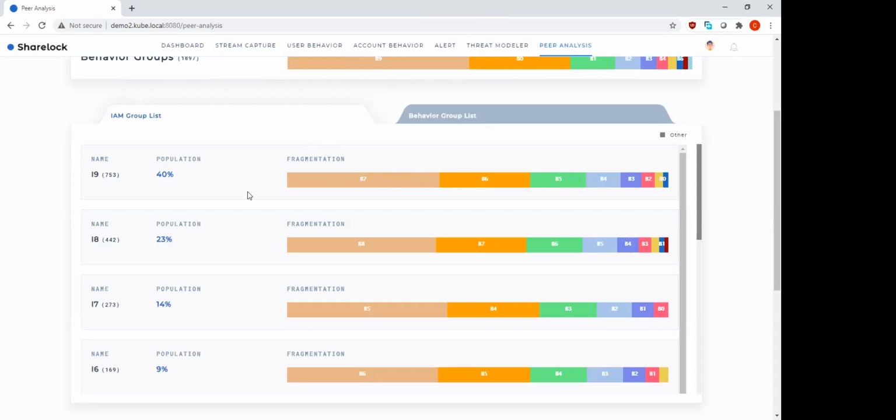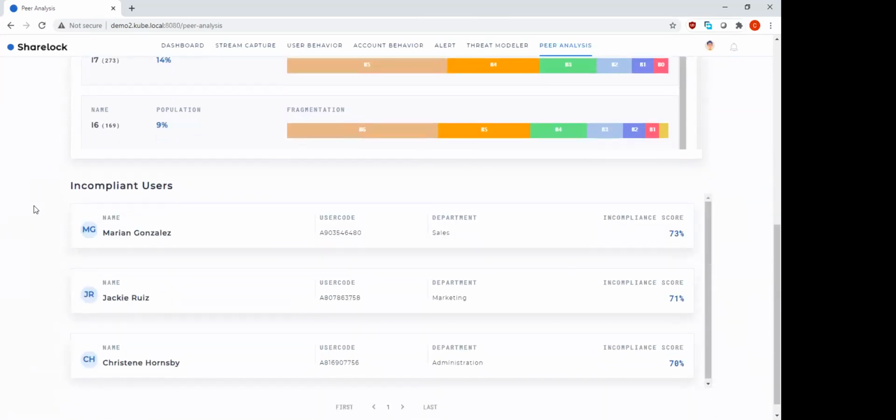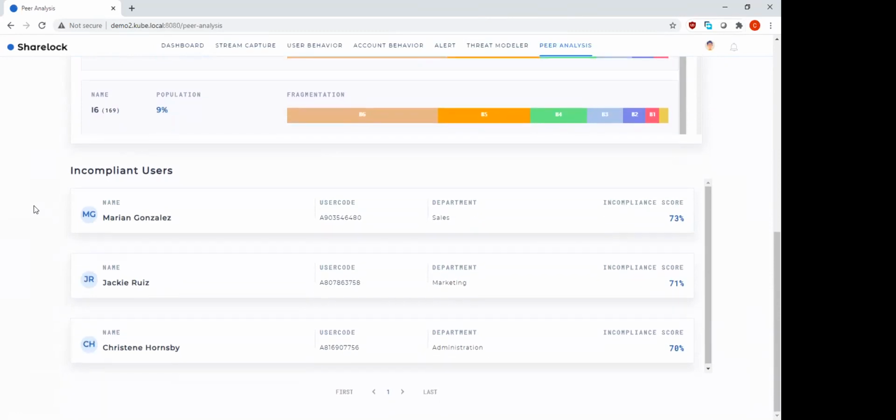We start from the behavioral group, and we see its fragmentation for identity groups, making the same consideration. We are talking about groups now. Let's begin to talk about individual users, introducing a new concept, the incompliance score, which is the measure of the distance between user assignments and his actual behavior, calculated looking at his peers. So the greater his incompliance score, the greater the difference between what he has access to and what he uses, because for example of bad provisioning.